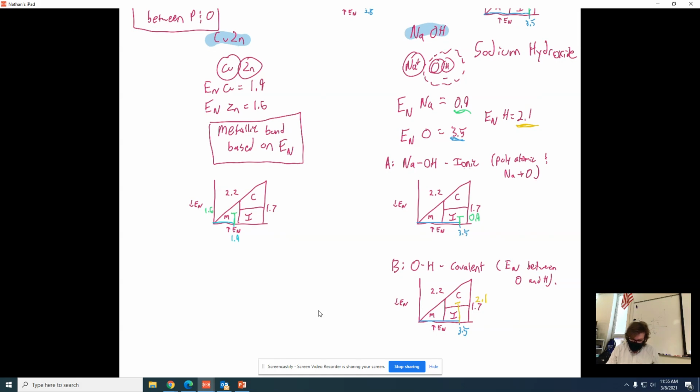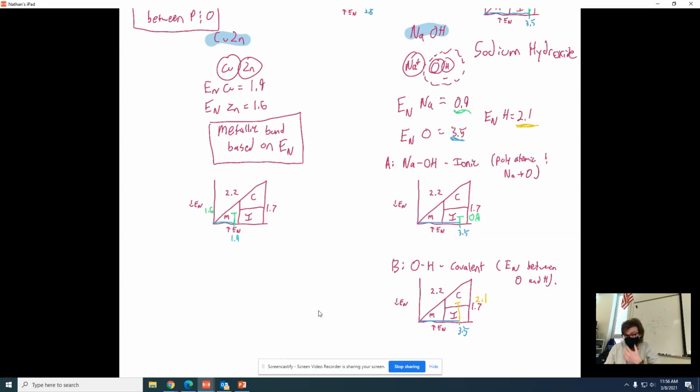The last thing we're going to look at is this bond between oxygen and hydrogen. Oxygen has an electronegativity of 3.5. Hydrogen has an electronegativity of 2.1. So when I graph it out, that puts me in the covalent category. So based on electronegativities, we could say that this bond was covalent.